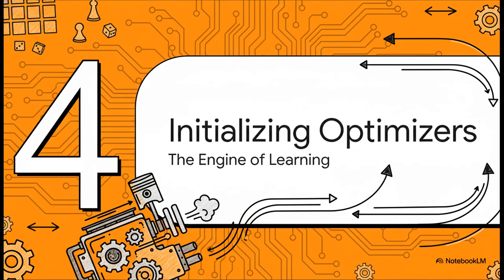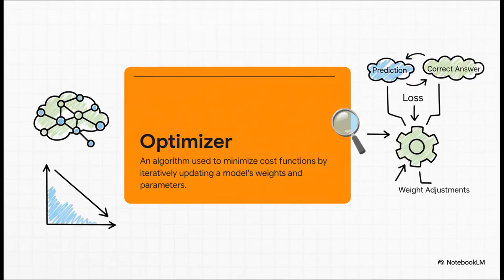If hyperparameters are the rules of the game, the optimizer is the engine that actually drives the learning process, pushing the model to get better with every single pass. So what does an optimizer actually do? Its entire job is to minimize what we call loss, which is just a fancy word for how wrong the model's predictions are. It figures out which direction to tweak the model's internal wiring, its weights, to get just a little bit closer to the right answer, over and over again.